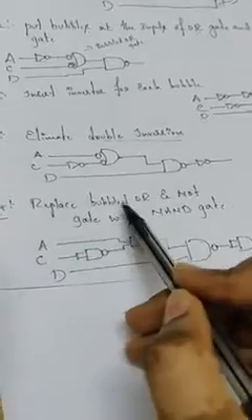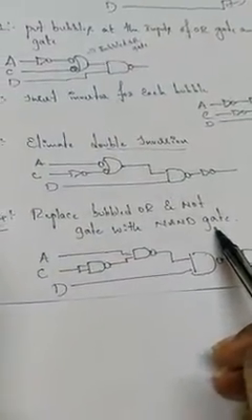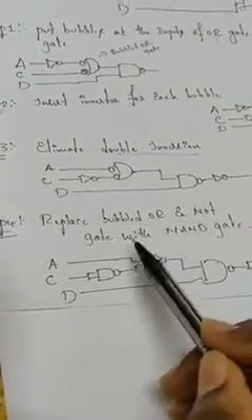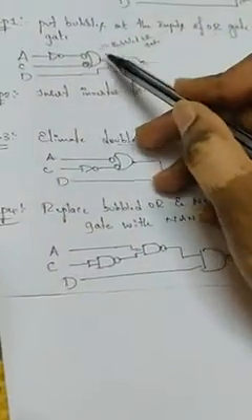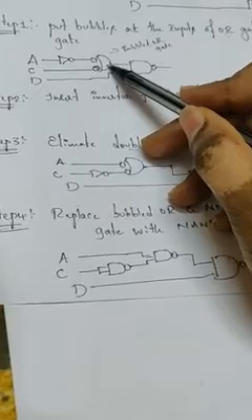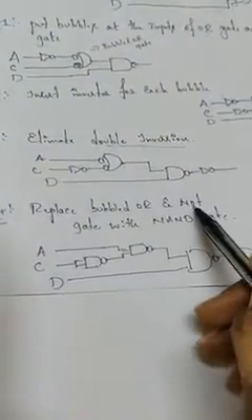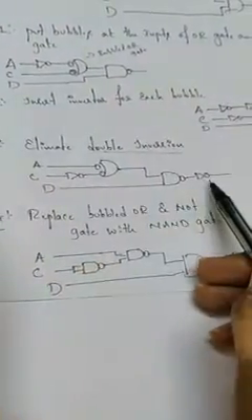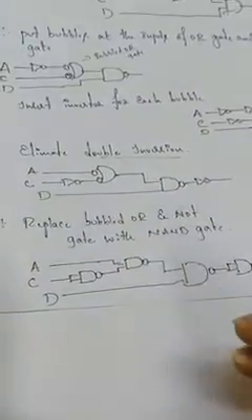And the fourth step is to replace bubbled OR and NOT gate with a NAND gate. So what is a bubbled OR gate? Here it is. When we add a bubble just behind the OR gate, we call this a bubbled OR gate. And where is the NOT gate? We have NOT gates here. This is a NOT gate. Replace this NOT gate and this NOT gate and this bubbled OR gate with a NAND gate.